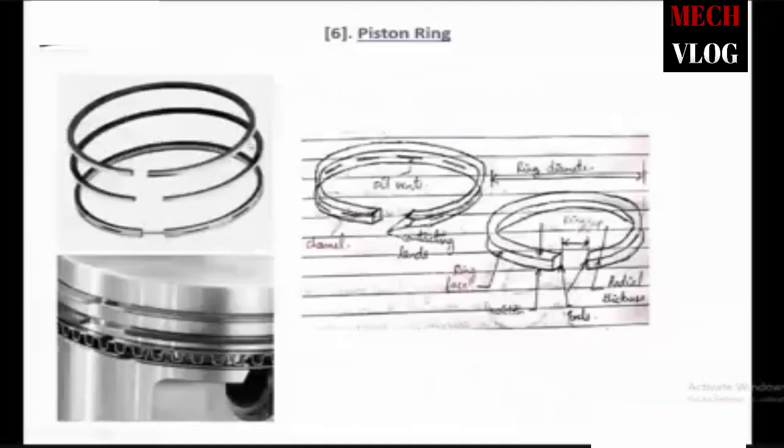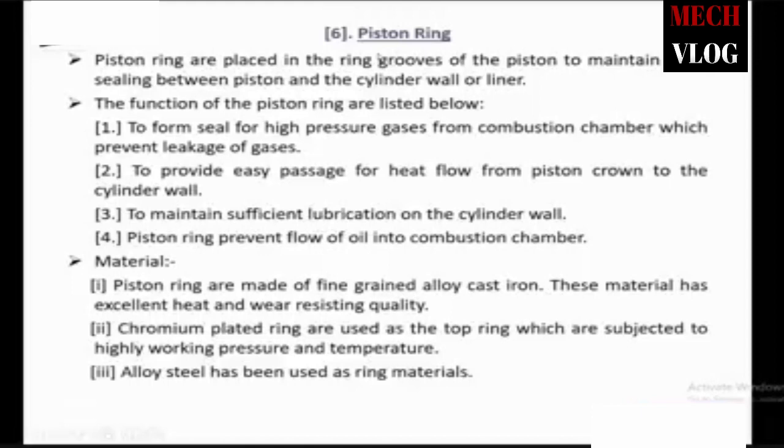Okay, so this is our ring. So we have a total of three rings. At the bottom right corner you can see the cross section, a zoomed photo of this piston. There you can see the first one is the top compression ring, the second one is the intermediate ring, and the third one is the oil control ring. And there is also a rough sketch showing the ring diameter, ring gap, ring width, ring face and radial thickness also.